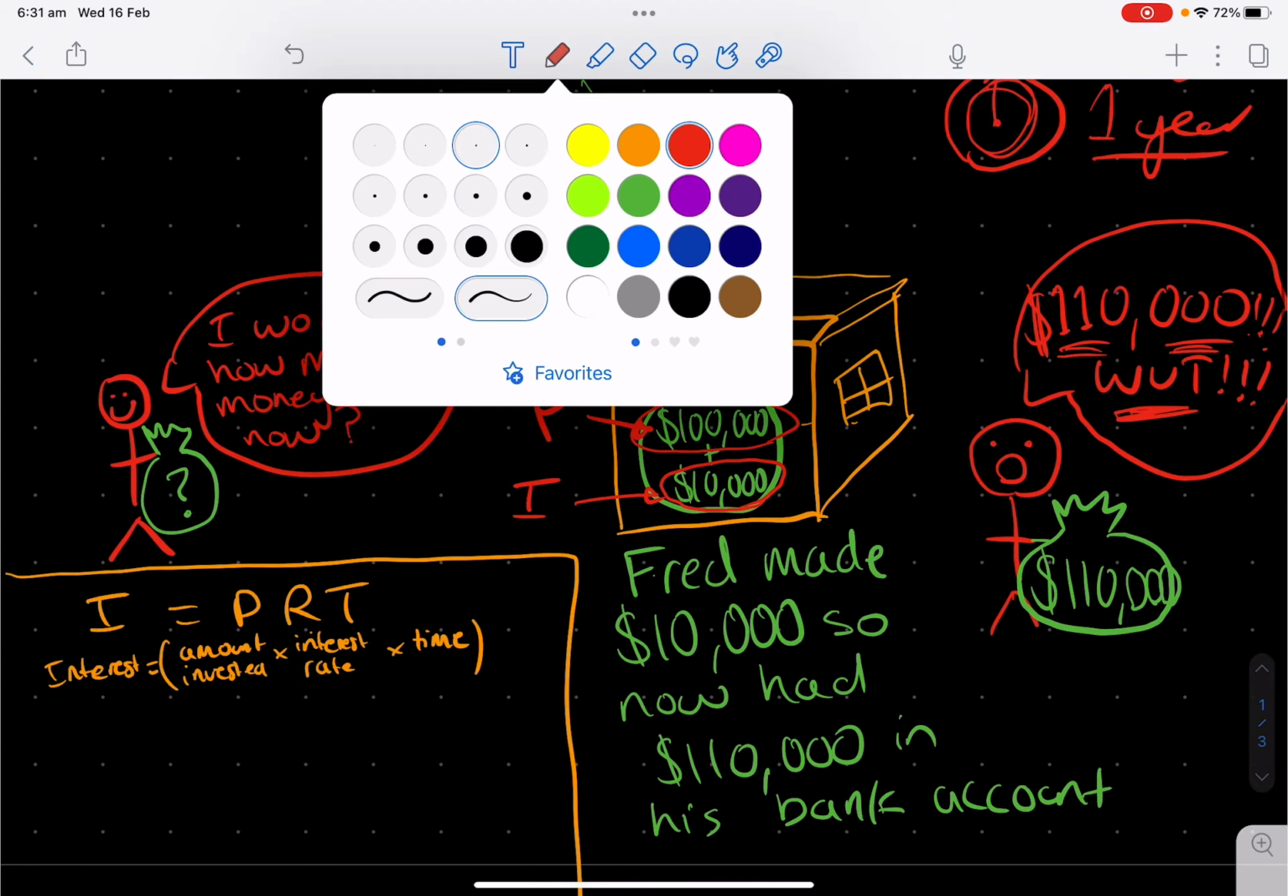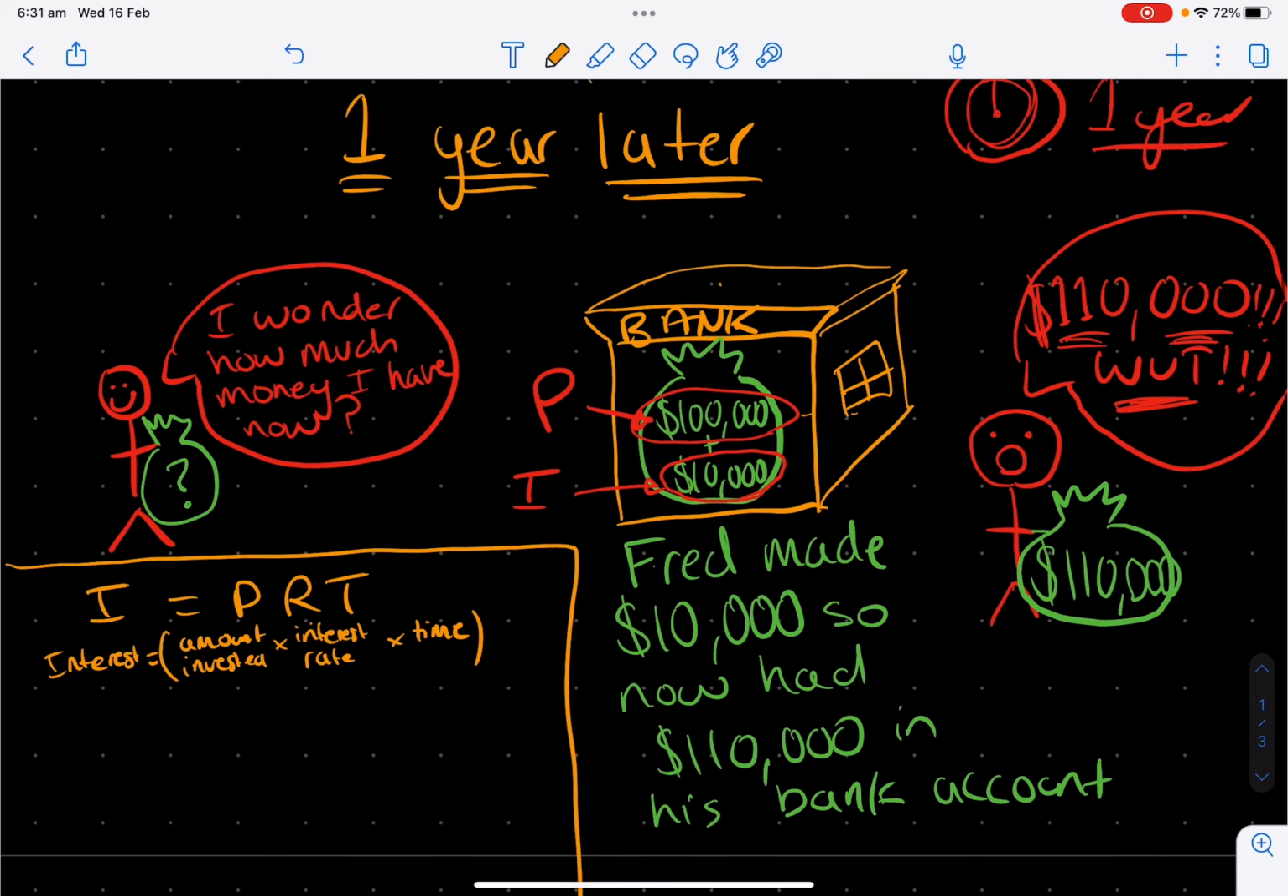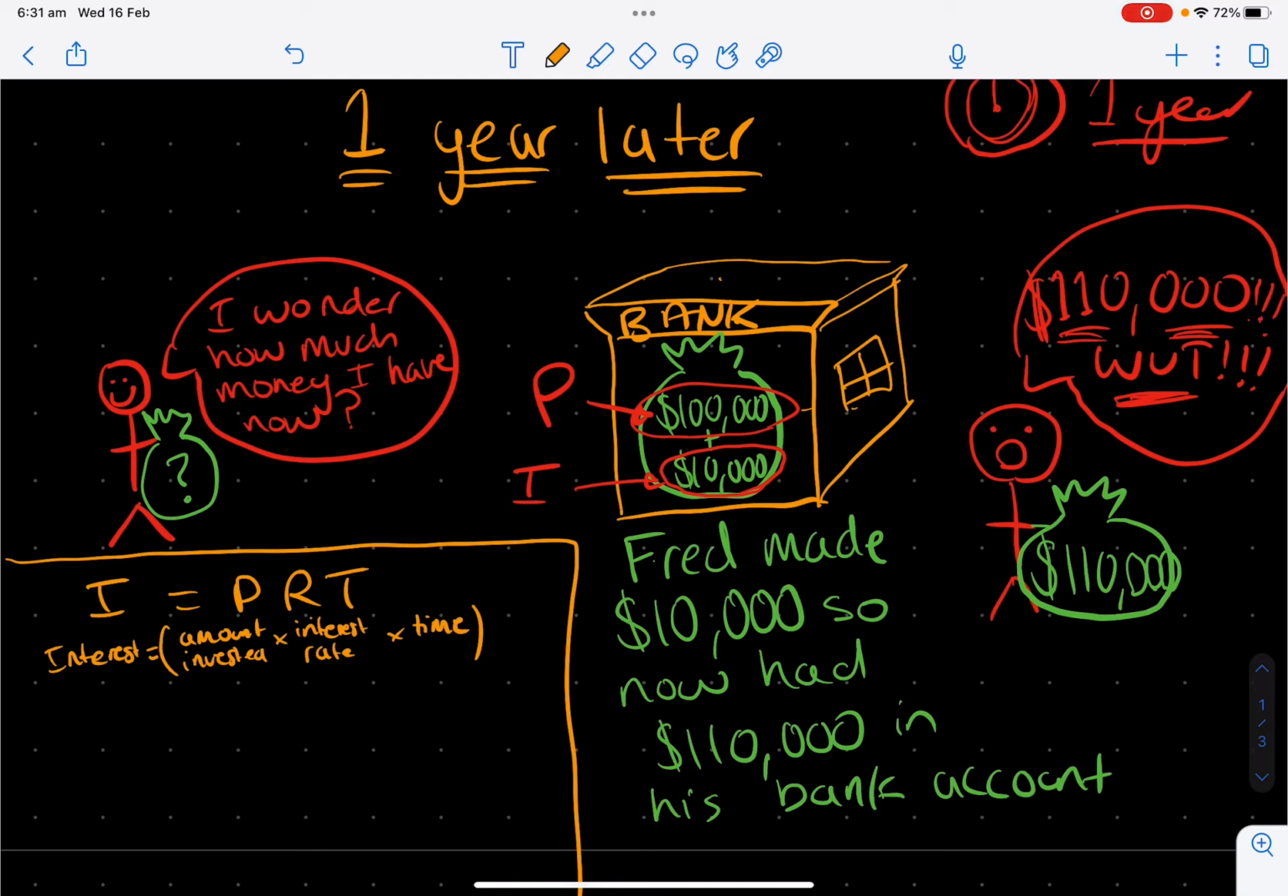So we're going to just quickly do a calculation based on this to show you how we can calculate the interest. So the formula is interest equals principal times rate times time. So that's the amount invested, which is $100,000, multiplied by the interest rate, which we need to convert into a decimal. So let's just do this up here for a sec.